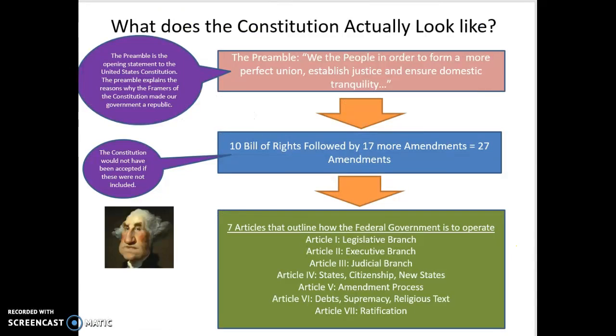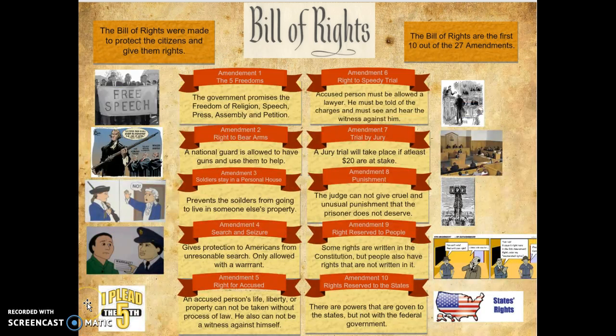You can break the Constitution down into these basic three parts. The preamble: we the people, in order to form a more perfect union, establish justice and ensure domestic tranquility. Of course, you've all heard that, followed by the 10 Bill of Rights, and then eventually we add 17 more amendments, and then the 7 articles that outline how the federal government is to operate, and you could see the different articles written there.